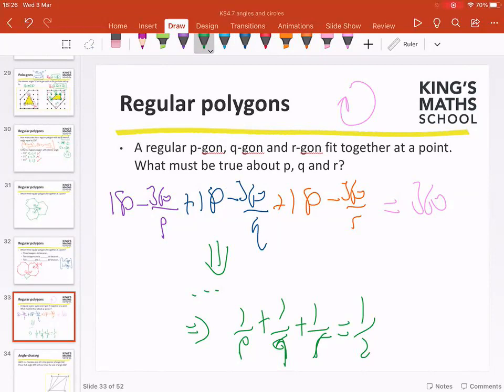And even that's quite a bit of reasoning for your year 11, your top sets to go through. If each of them was bigger than six, then each reciprocal would be less than 1/6, and so the sum wouldn't get to a half. So I can't have them all being bigger than six. I've got to have some of them being 3s, 4s and 5s. So actually there's only a finite set of cases, and it's not that hard to find them all.